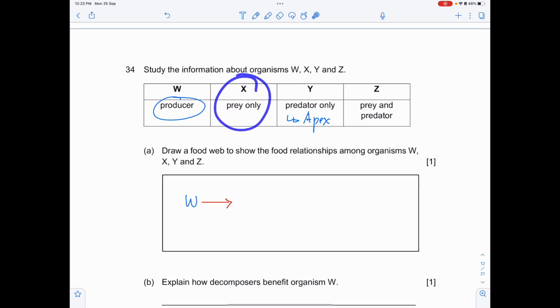So if it's prey only, it is not a predator. It must be feeding on your producer. So this is actually X. And then after that, it will definitely be eaten by your apex, which is your Y. Okay, and then we have this missing link here, which is your Z, that is both a prey and a predator. So if it's a prey, it will be eaten by your Y, but if it's a predator, it will be eating X. Okay, that's the thing.